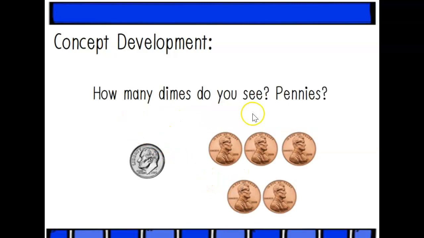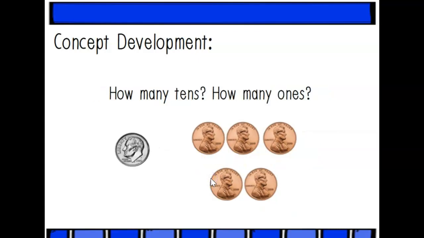How many dimes do you see? Did you say 1? Woohoo! How many pennies do you see? Did you say 5? Woohoo! How many tens and how many ones? So a dime is 10, so I see 1 10. Is that what you said? Woohoo! And how many ones? I see 5 pennies. Did you say 5?